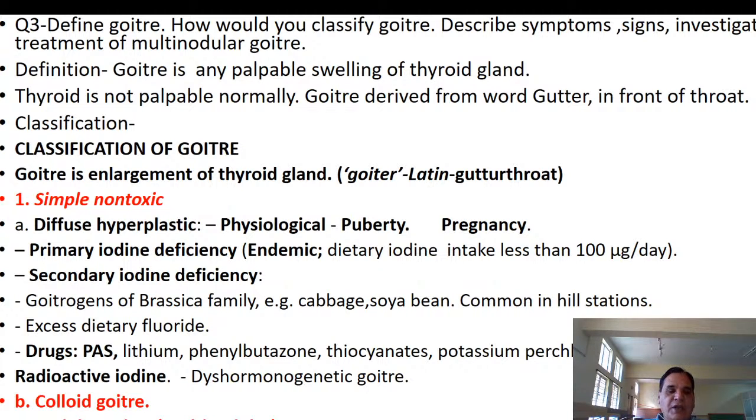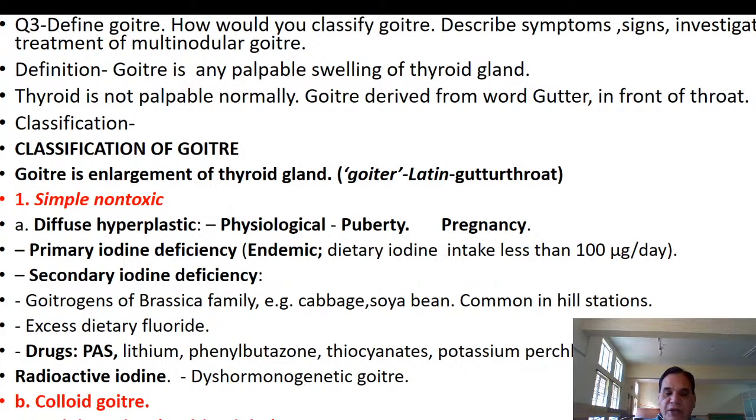The classification is simple non-toxic, colloid, and solitary non-toxic. Simple non-toxic goiters are diffuse hyperplastic, the commonest being physiological, that is, puberty or pregnancy. Primary iodine deficiency occurs in endemic areas. Secondary iodine deficiency is due to food habits, and fluoride excess areas. There are some endemic areas where there is fluoride in water, mainly in coastal Andhra. There, this diffuse hyperplastic non-toxic simple goiter is common.